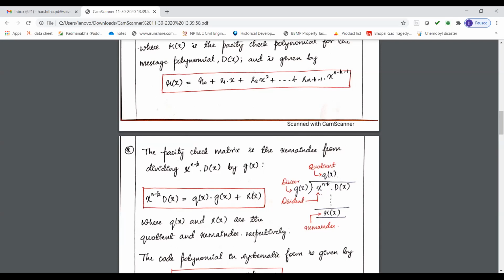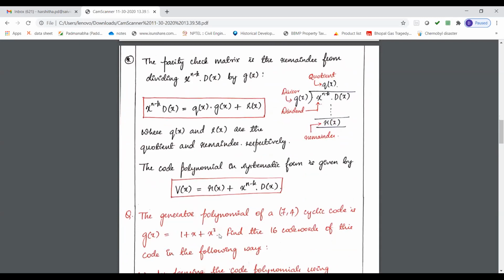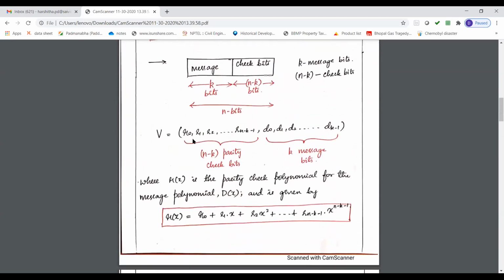So we'll write that equation and highlight it. You will have to remember this equation. So this q of x is nothing but the quotient and this r of x is nothing but the remainder, and g of x is the generator polynomial, which is the divisor, and this x to the power of n minus k into d of x is the shifted message polynomial. Okay, and this v is nothing but the code vector.